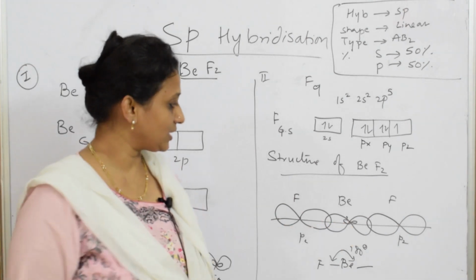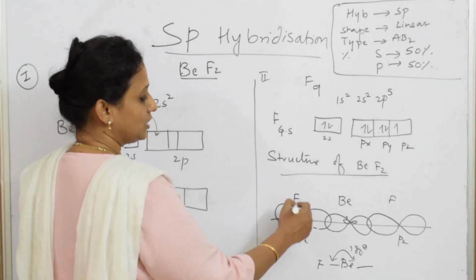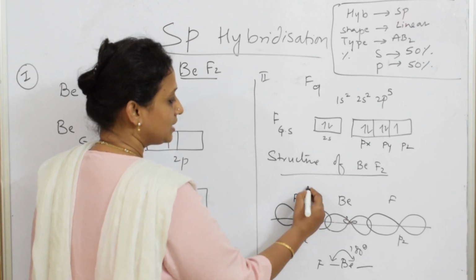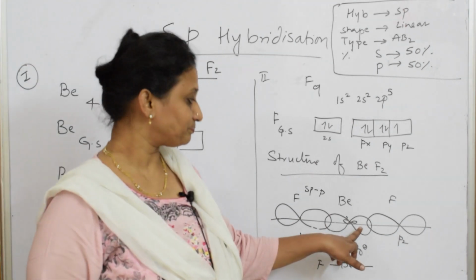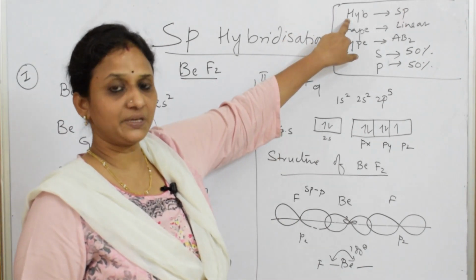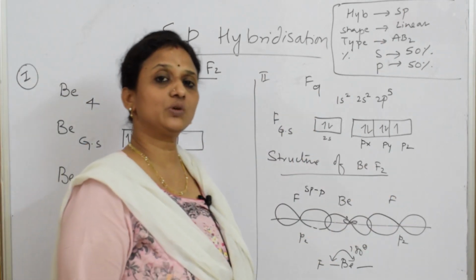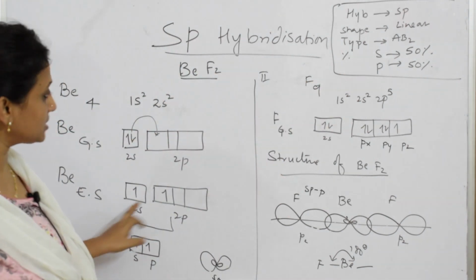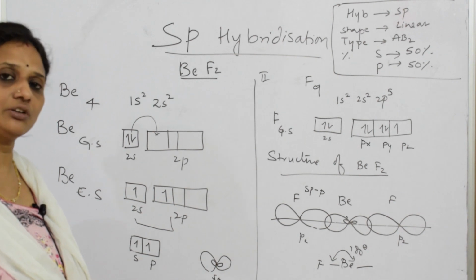So what is the type of hybridization here? We have sp. This is sp, right? If I come here, it is sp hybridization, meaning combining of s and p. Here also it's the same, s and p. So finally come back and write: type of hybridization is sp, shape is linear, and type is AB2. We have studied this in AB2, AB2, AB2, AB2 like that. S character is exactly 50%, p character is 50%. That is how you're going to write for BeF2. I'll meet again with the acetylene molecule and the carbon dioxide molecule.